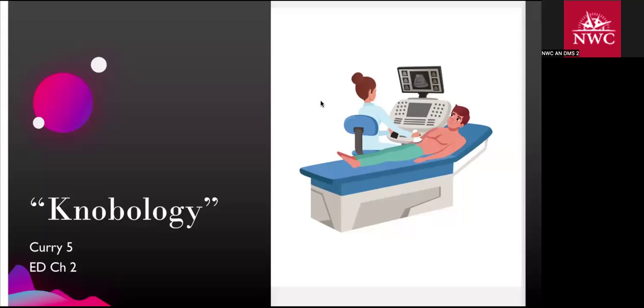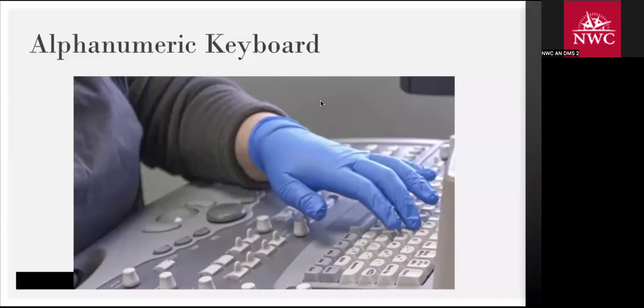The chapter starts on page 33, and we're going to talk about the alphanumeric keyboard. It says the alphanumeric keyboard controls allow the sonographer to enter the patient's name, ID number, and full screen annotation, although some software programs like WorkList will enter patient data automatically.